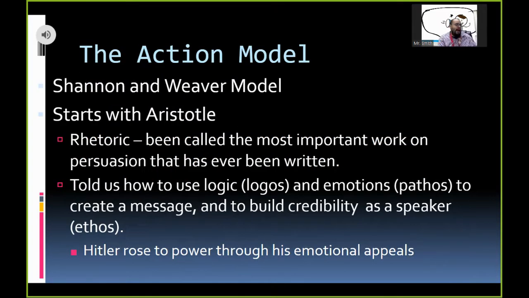All right, so let's talk about the action model. The action model, otherwise known as the Shannon and Weaver model, is based off of Aristotle. If you have been in English 2, you know who Aristotle is. He is a Greek philosopher. He was very, very smart at his time, and he came up with the idea of rhetoric. I used to teach sophomore English, so I used to make my sophomores repeat after me that rhetoric was persuasive language. Okay? If you are trying to persuade someone, you are using rhetoric.